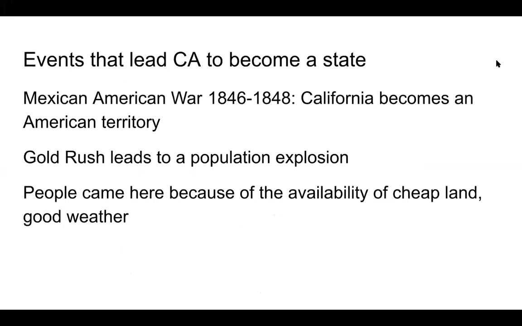So events that lead California to become a state: the Mexican-American War, which happens between 1846 and 1848. So we become an American territory as a result of that. Gold is discovered near the Sacramento area in 1848, starting the gold rush at Sutter's Mill. That leads to thousands of people coming to California. They're coming here for a lot of different reasons, but some of the biggest reasons, not just hoping to strike it rich, was the availability of cheap land and good weather. So there's no tornadoes, no blizzards or anything like that. So a very nice place to come and live.